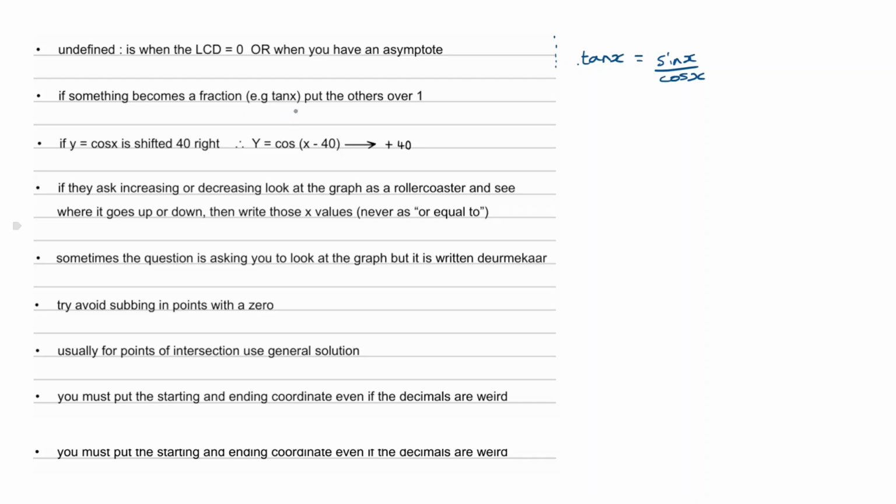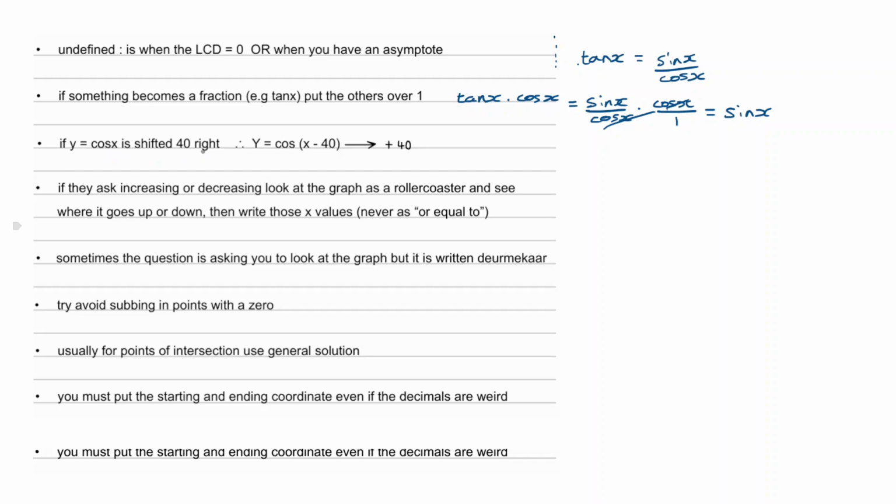If something becomes a fraction, like tan, it really helps and makes your life easier to put the other terms immediately over 1. So if this was a question in graphs, my first step would be tan is sine over cos. And to avoid confusion in writing just cos here, like most people do, and then maybe you think it's cos squared at the bottom, because cos was over nothing, just put it over 1, because then it makes it easier to see where to cross cancel.